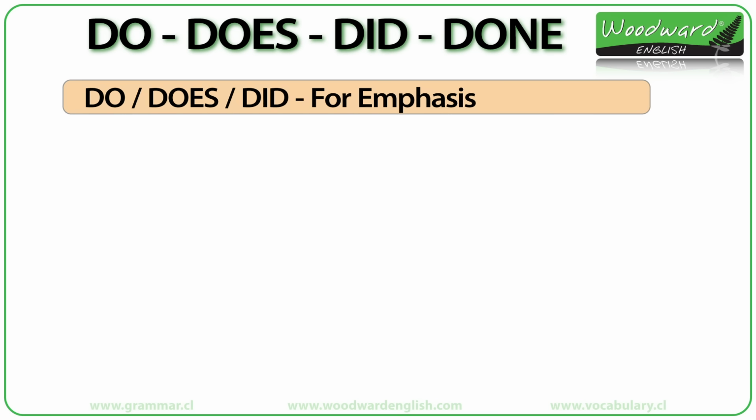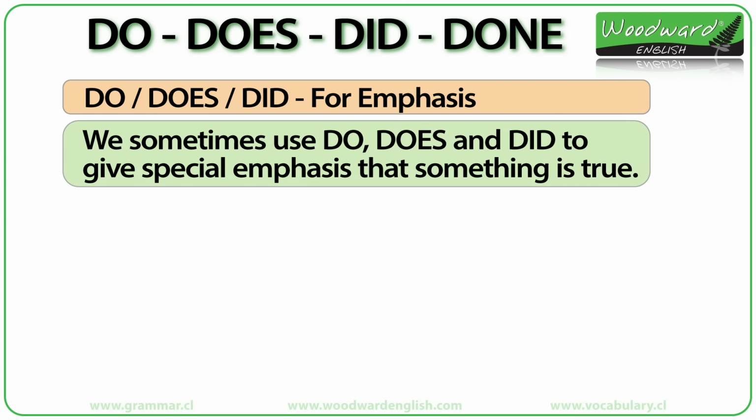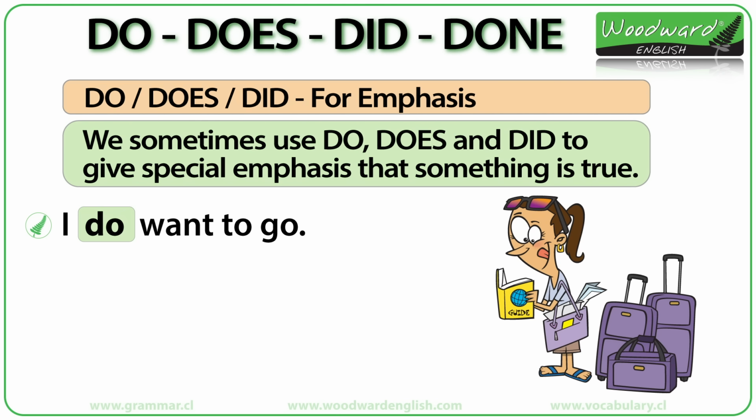Do and does for emphasis. Sometimes do, does, and did are used in positive sentences to give special emphasis that what you say is true, despite what the other person thinks. Note that when speaking, the word do, does, or did is stressed. I do want to go. We put stress on the word do to emphasize that we really want to go, even if you think it is not true.